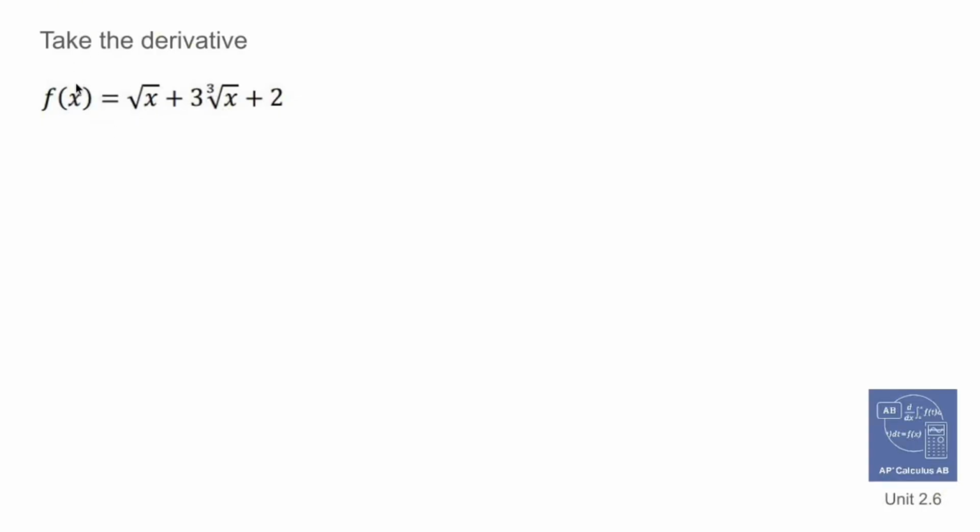All right, let's take the derivative of this function here. Now, what we have a bunch of times is power rule, power rule, power rule. Power rule says that if I were to take the derivative of something times x to the nth power, right? If I were to take the derivative of that, what you're going to do is drop the n down and multiply it to c, so n times c, and then subtract 1 from n. So it's going to look like that.